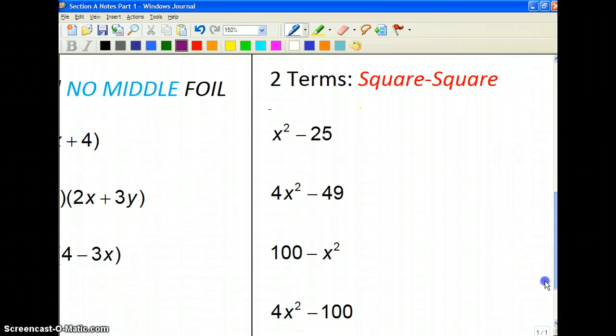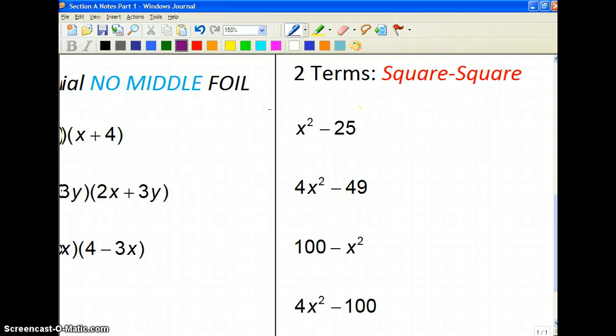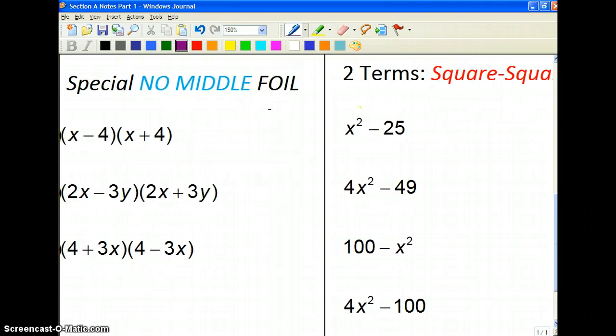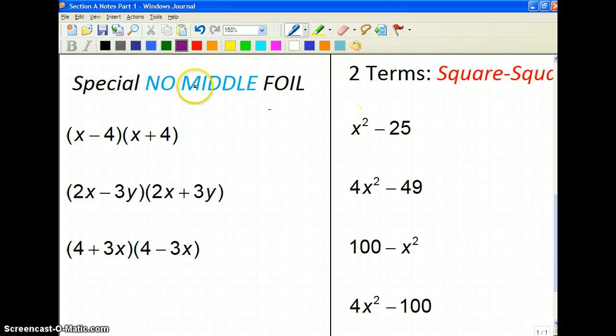All right, let's go back to some review. And we want to remember these special no-middle FOIL problems. Now, you did that worksheet that had a whole bunch of questions on it, so you should be getting pretty good at this. You need to be able to recognize, why are we calling it a no-middle? Well, we have one of them with minus and one of them with plus. That's why we call it a no-middle. And everything else stays the same.